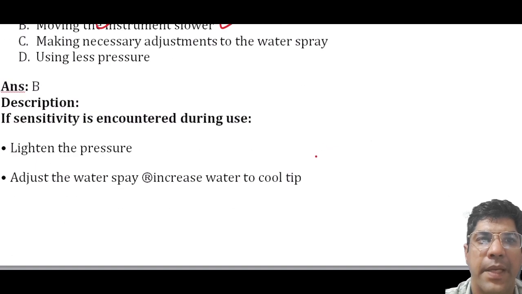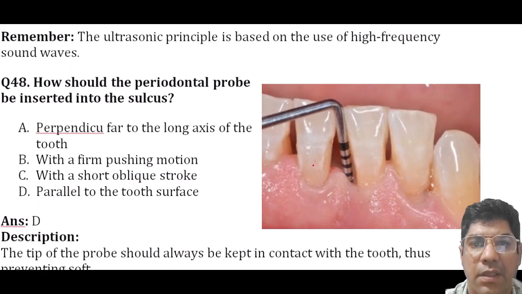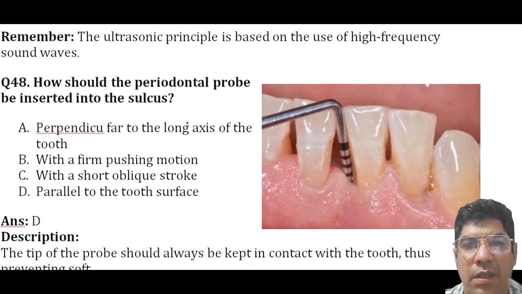How should the periodontal probe be inserted into the sulcus? The periodontal probe should be inserted parallel to the tooth surface. The probe should be gently walked around in an up and down motion while remaining under the gingival margin. This technique allows for accurate measurement of the depth of the sulcus or the pocket and helps to assess the level of attachment loss.